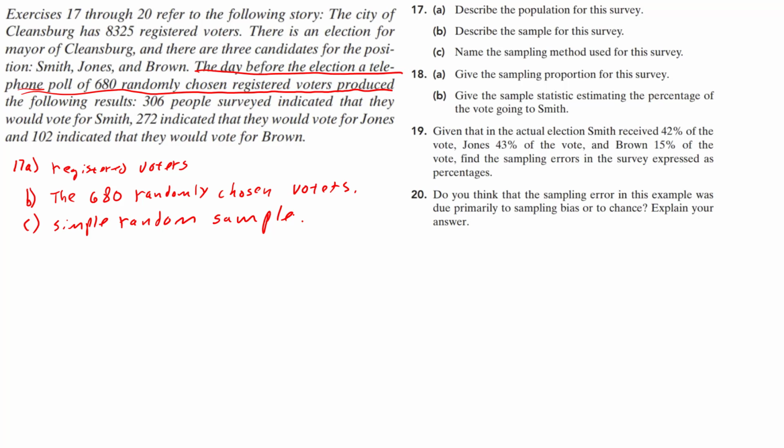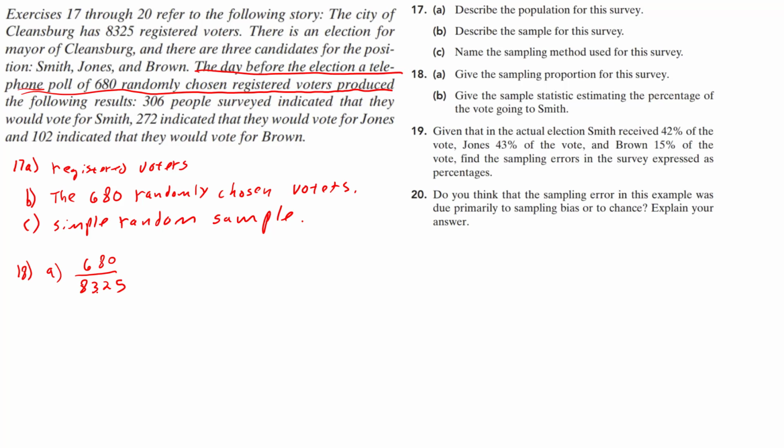Let's move on to 18. Give the sample statistic estimating the percentage of the vote for Smith. 45%. So this came from a sample, so it is a statistic. You had 680 people in your sample, and the entire population was 8,325.